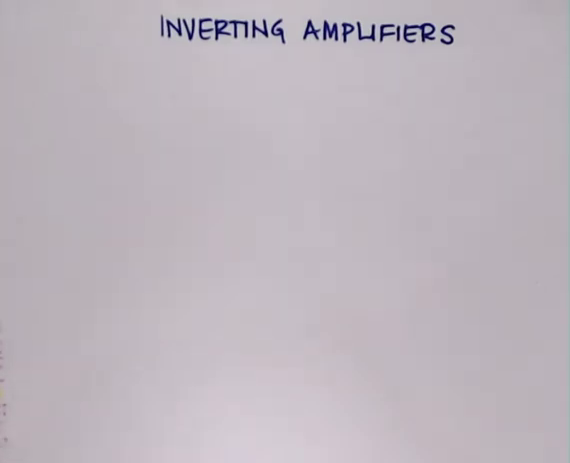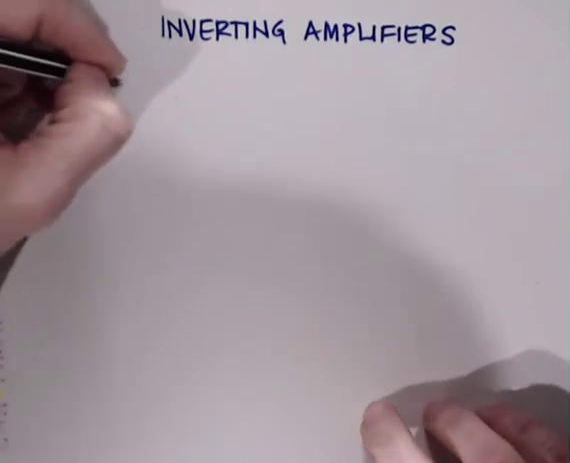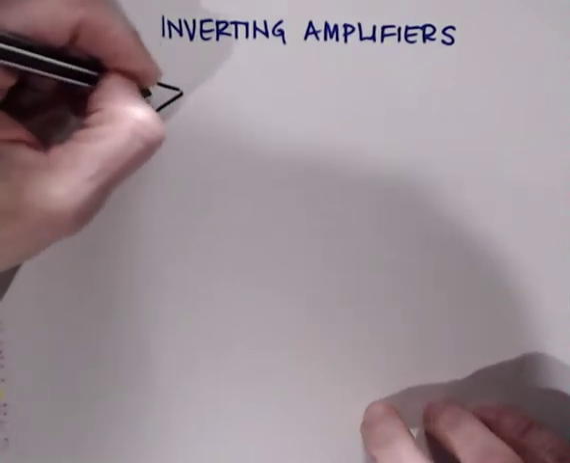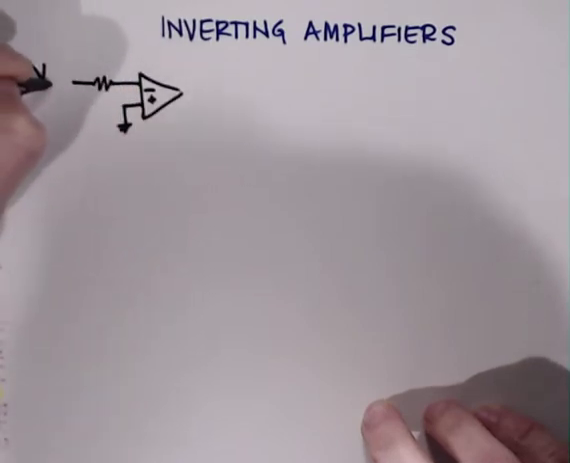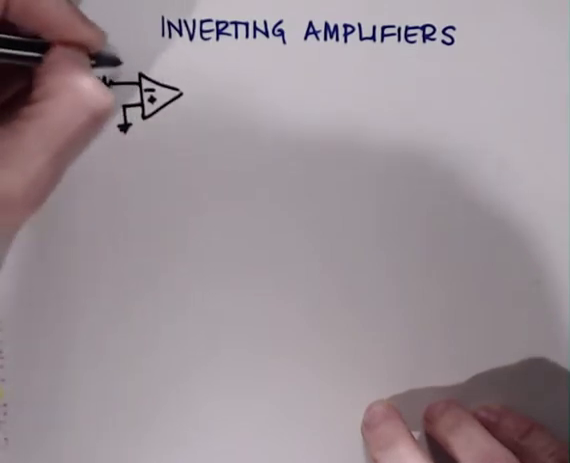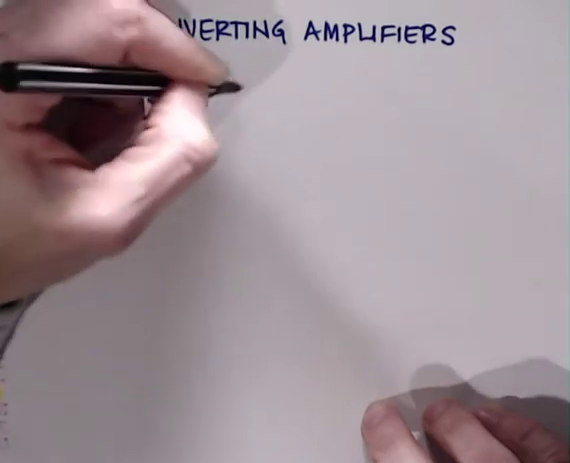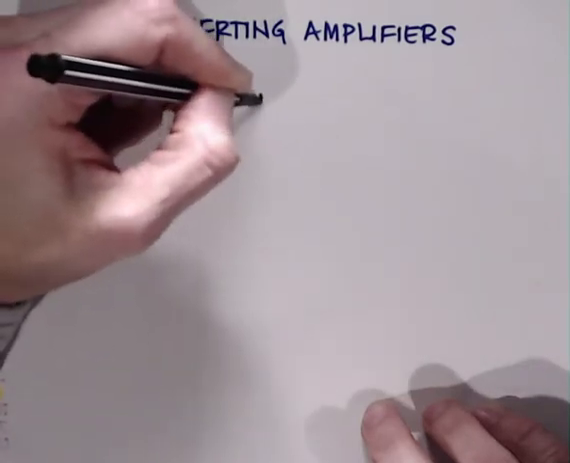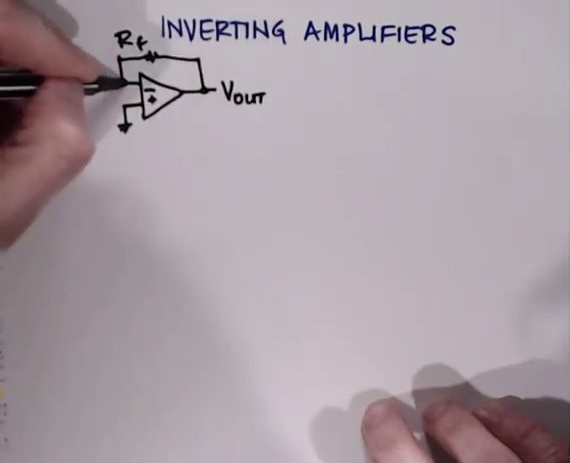So this is my second test on inverting amplifiers. We're trying to test the camera, and this is the most common configuration of an inverting amplifier. The input voltage needs to be into the negative input terminal of the amplifier, and the output needs to be connected to the input through a feedback resistor.